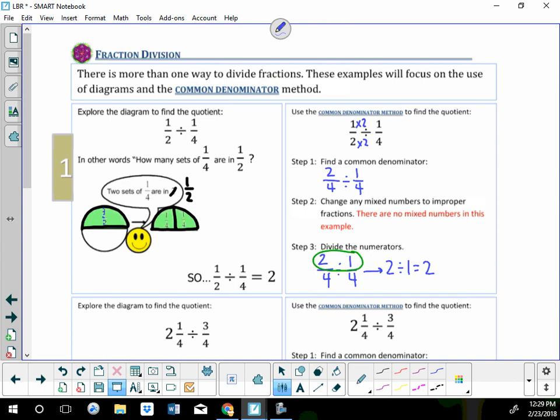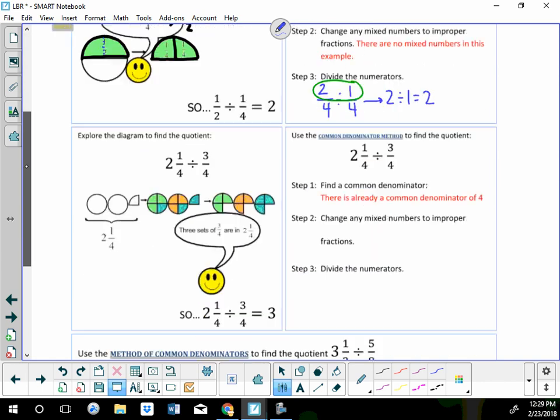So, would another strategy be just like, say, if this was the problem that we were doing, 4/4 would go into one whole 4 times and just divide that in half? It sounds like you have a really good understanding of your fractions. Absolutely. So that would be a great way to double check your answer. Yeah. All right, let's move down, and we have a second diagram.